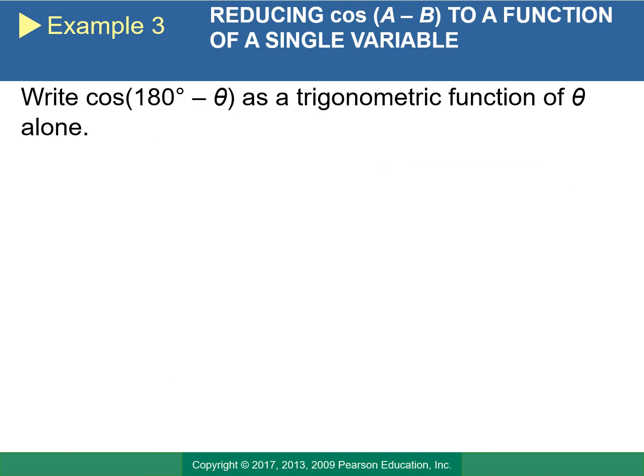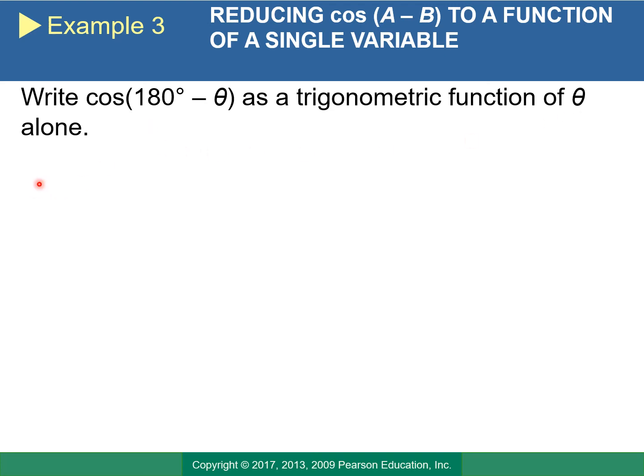Okay, let's try this example. This is saying to write cosine 180 minus theta as a trig function of theta alone. Okay, so think about what this is saying before we move forward. Cosine of 180 degrees minus theta. So what we're trying to get to is something without another angle in it, just theta. So in our answer, we should only see like cosine of theta or sine of theta. We shouldn't see other angles.